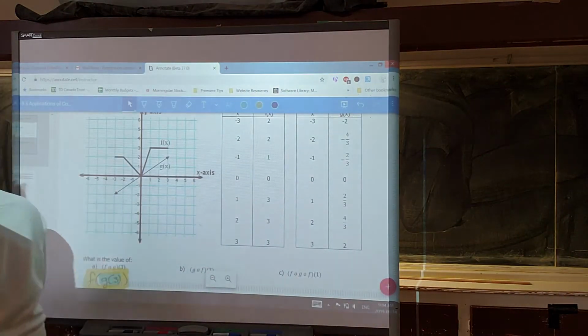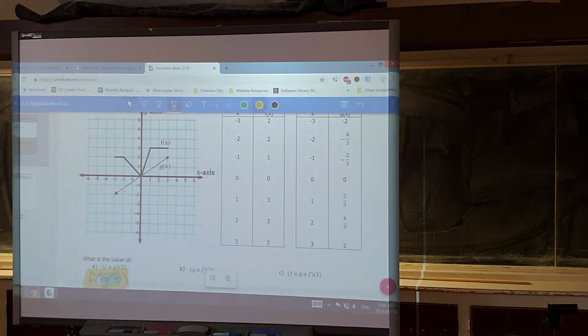So let me try to highlight the colors so that you have a better understanding. First, we are looking at g of 3, so that would be right here, right? Which gives you a value of 2. That 2 is going to be placed into the f, which will give you a value of 3.